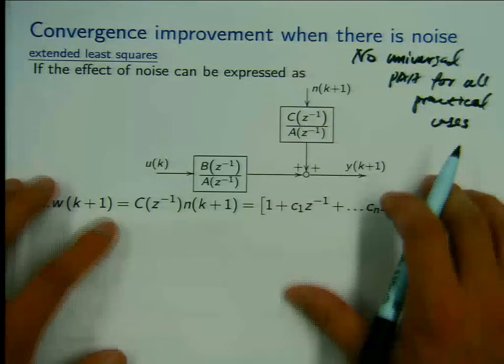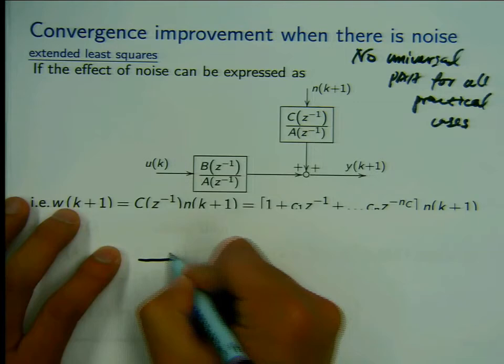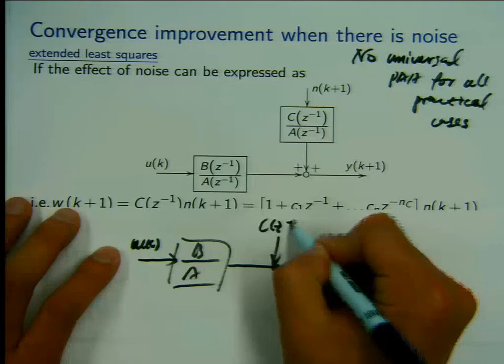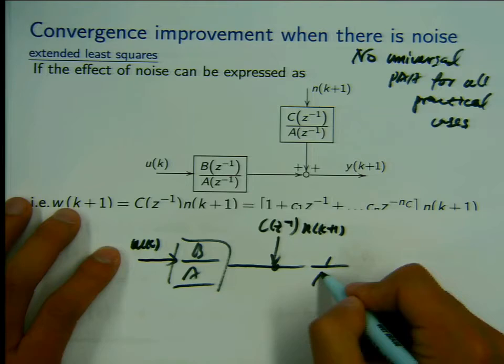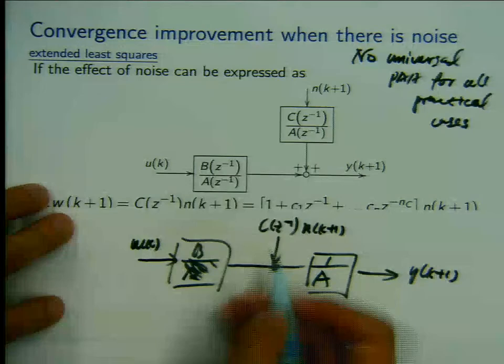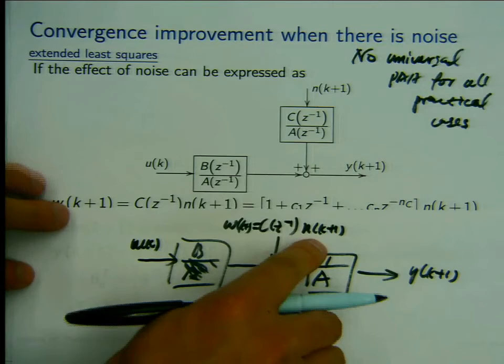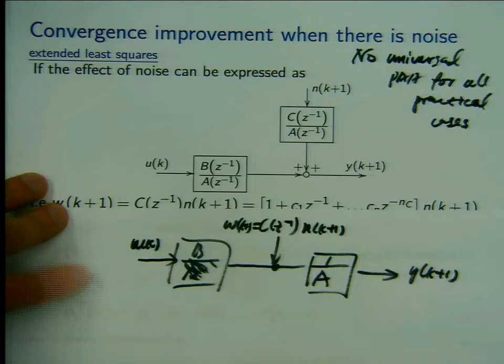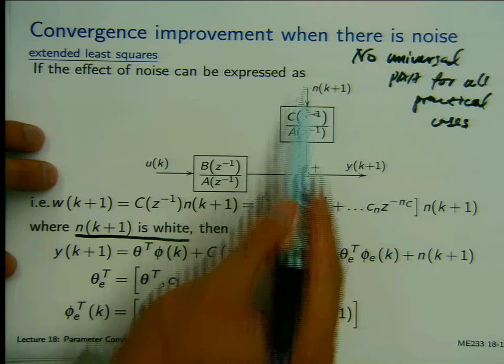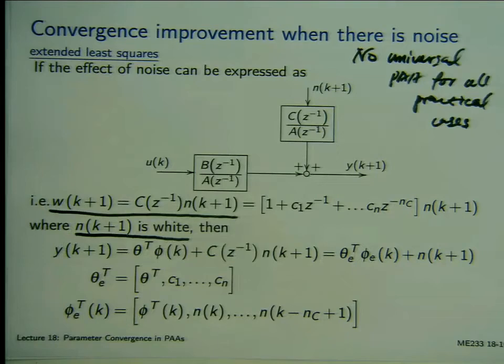If the noise can be modeled in this way, so this is equivalent to saying that the noise going into here is C times n_k. Oops. B, sorry. B, this is A here. Okay? So you see, essentially, this is about w equals noise filtered by a polynomial C. And this workout comes as follows. If n_k is white, and we have this n_k going into the system in this kind of dynamics, then how should we do to improve the estimate?